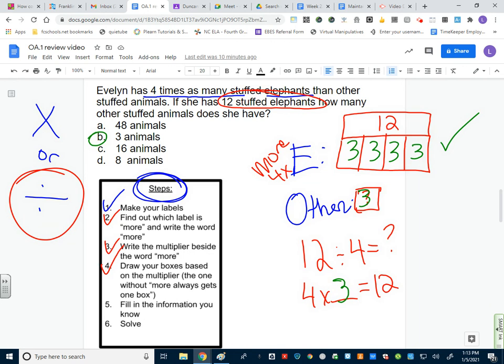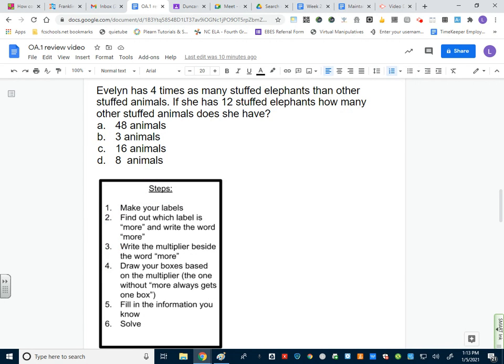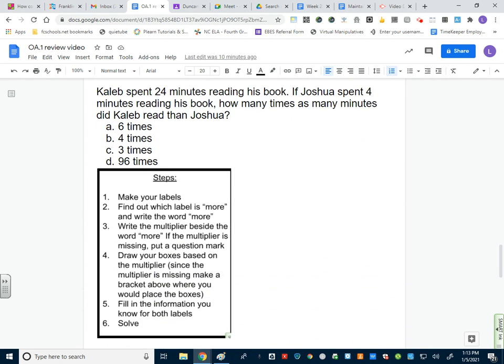All right. So this next one is a little bit different. Okay. Let me read you the next one. We're going to think about why it's different. It says Caleb spent 24 minutes reading his book. Joshua spent 4 minutes reading his book. How many times as many minutes did Caleb read than Joshua?